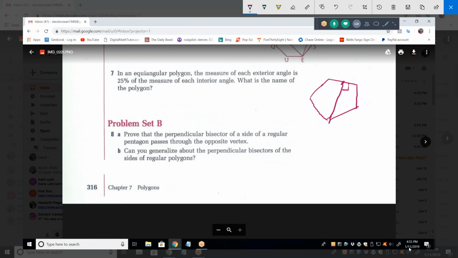Well, how are we going to prove that? What's the essence of proving all of these things? Prove that the two, the 1 and 2, are congruent. Yeah. That would force that line to go through the vertex of the other side.